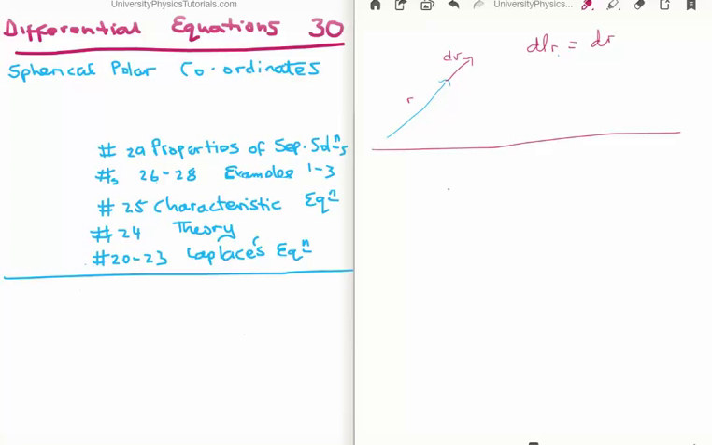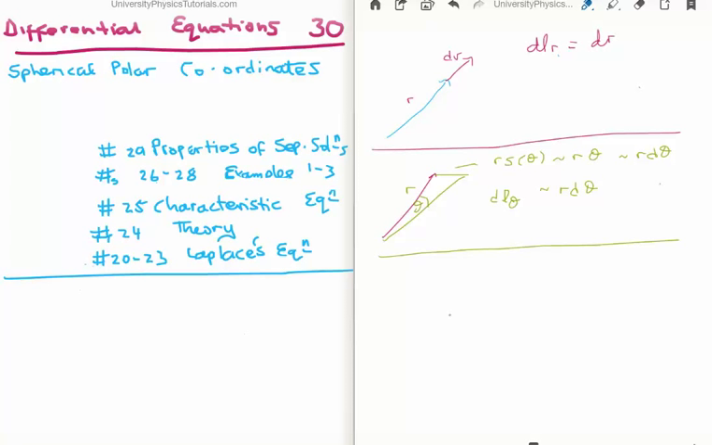Now, what happens if we move in the theta direction? So there's our vector r. And what I want to do is move a small bit by changing theta. So here's theta. This is going to be d theta. Well, I'll show you what that is in a second. So this is r, and this here is going to be r times the sine of theta, which is approximately r theta if you have a small angle, or approximately r d theta. So we can say that dl sub theta is approximately r d theta.